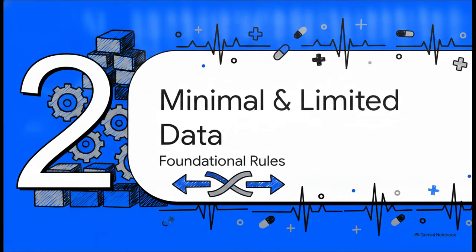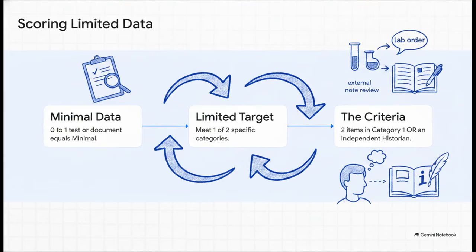Moving right along to Section 2, let's look at scoring minimal and limited data. The logic here is incredibly straightforward. For minimal data, if a provider reviews 0 or maybe just one test or document, they stay right there at minimal. But to bump up to limited, you only need to satisfy one of two specific categories. You could find any combination of two items in Category 1, like, say, ordering a lab and reviewing an external note. Or, and this is a big or, completely separate from those standard tests, you could just have an assessment that requires an independent historian. Hit either of those criteria, and boom, you've scored limited data.